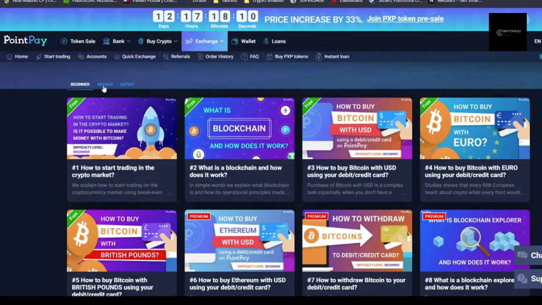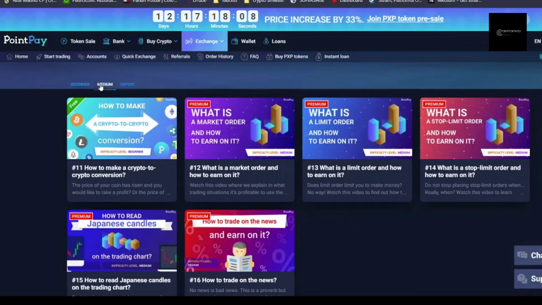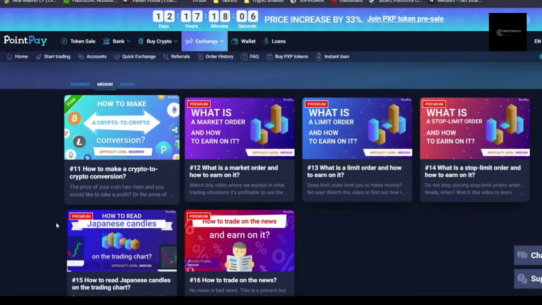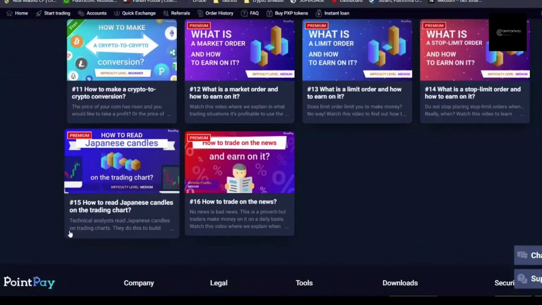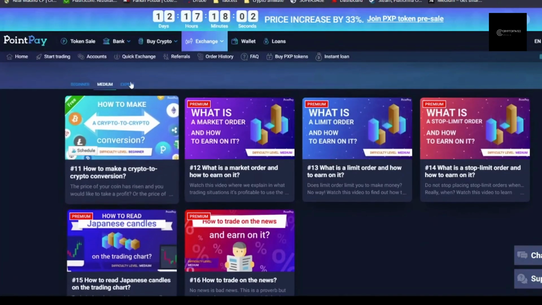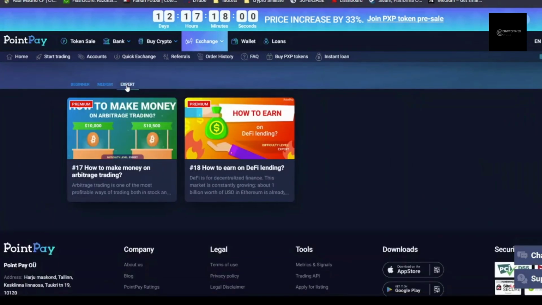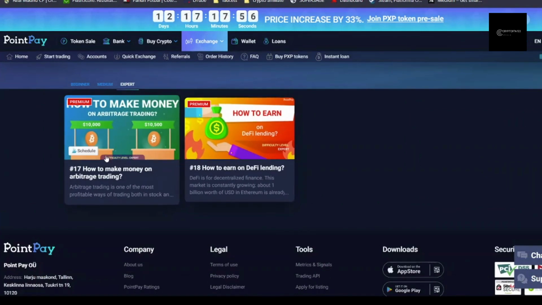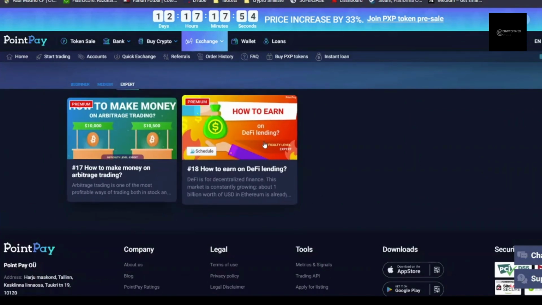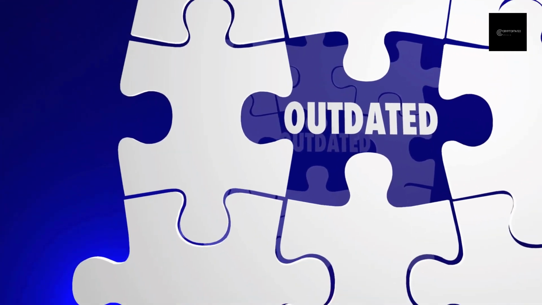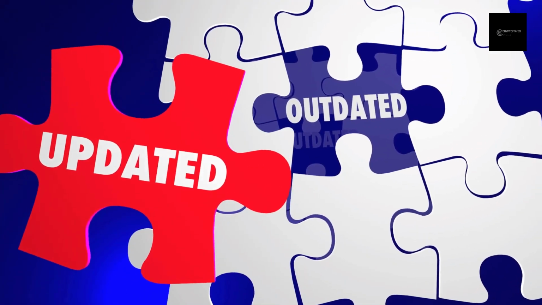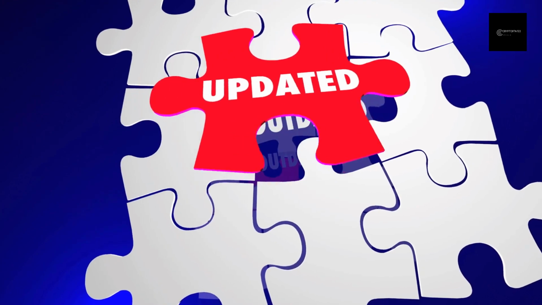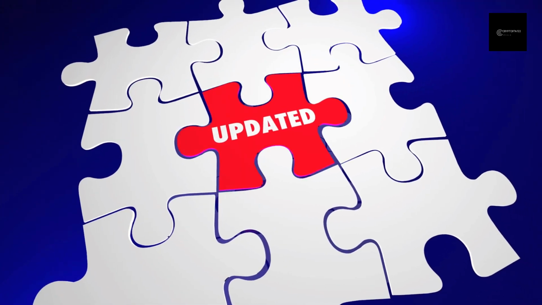Also, with the PointPay school, users can learn step-by-step about cryptocurrency, blockchain, and how to trade. The learning videos are categorized by complexity. Therefore, users can choose from categories like beginner, medium, and expert. Furthermore, the learning platform, as the entire PointPay ecosystem, is continuously updating, and according to the PointPay roadmap, more complex learning articles will come in the future.